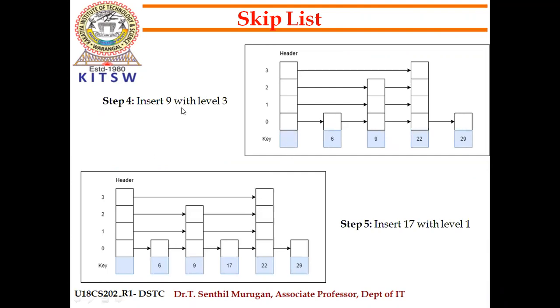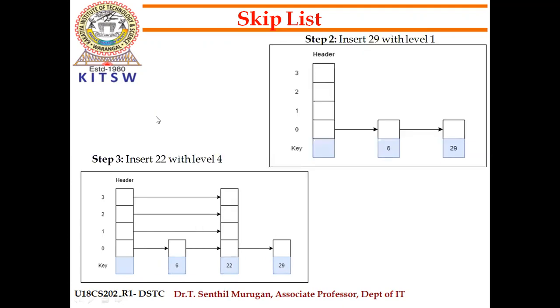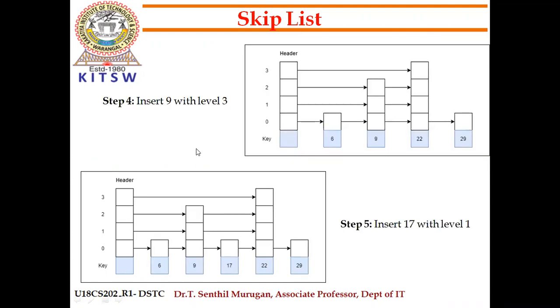Next, insert 9. Where will we insert the 9? Again, in the previous diagram, 6, 22, 29 is there. So now we can insert 9. That means after 6, before 22, we can insert. So what is the level? Level 3. So up to level 3, it will connect level 1, level 2, level 3.